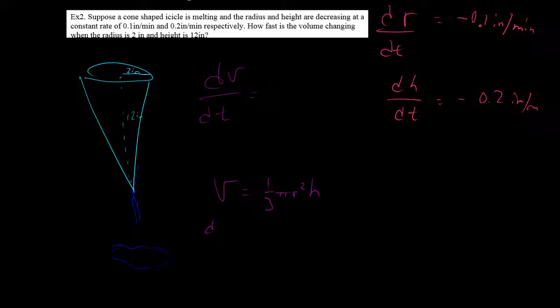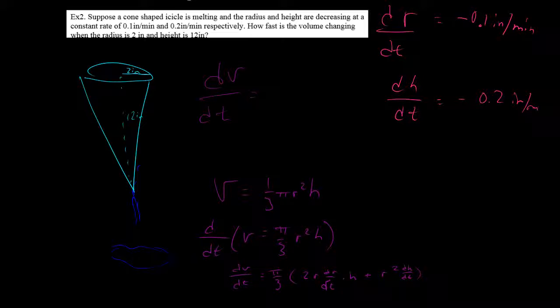So let's take a derivative of this whole formula, pi thirds r squared h. We're going to take a derivative of this. So this is going to be dV/dt is equal to pi thirds times... Now we have to do some product rule here. We're going to get 2r dr/dt times our h plus our r squared times dh/dt. And then we just plug in our given information.